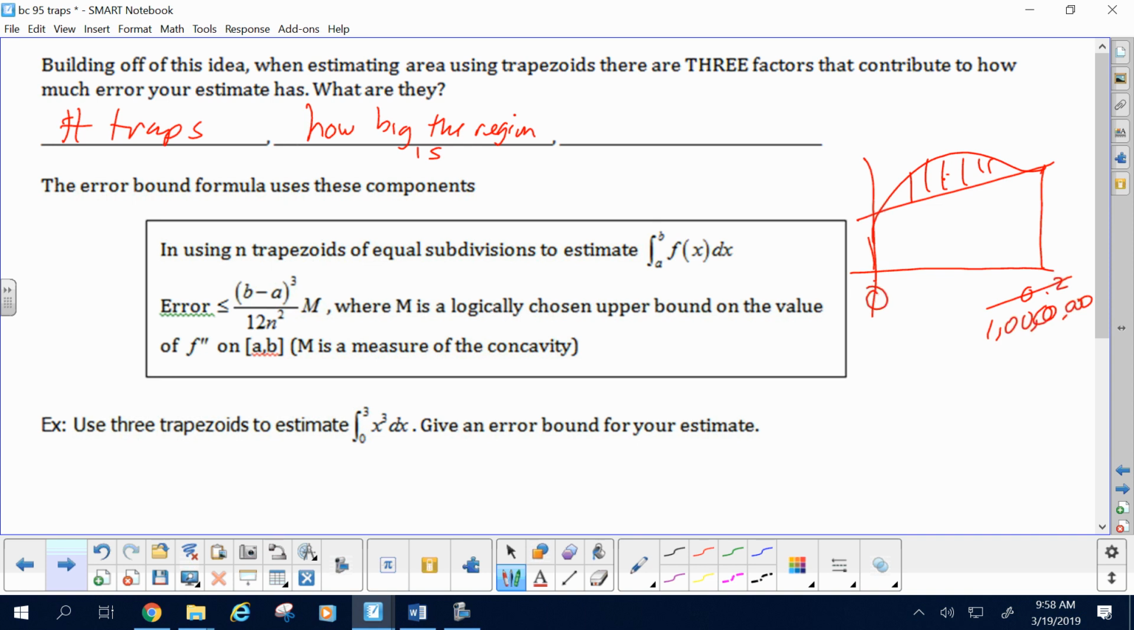All right. The last one. Imagine two concave up curves. Now, we don't talk about degree of concavity much, but imagine a curve that was really concave up versus a curve that was a little concave up. Which one has more error? The top one. Okay, so the third is how much concavity, or how concave it is.